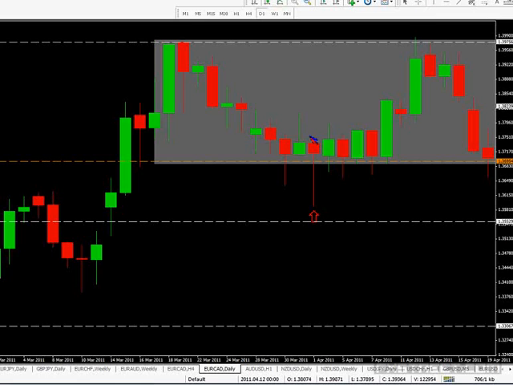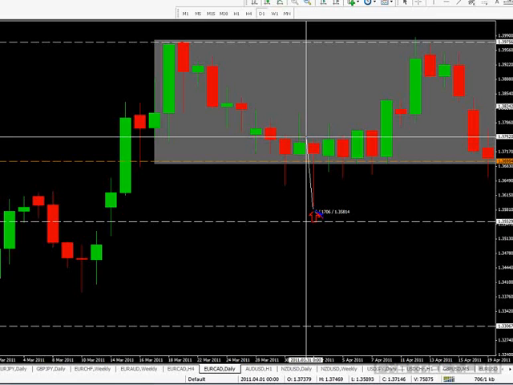So the risk to reward on this one was about, you had a stop loss below the tail, so it's 170 pips to gain 220, 210, 205, something like that. So it's better than 1-to-1 on that one.